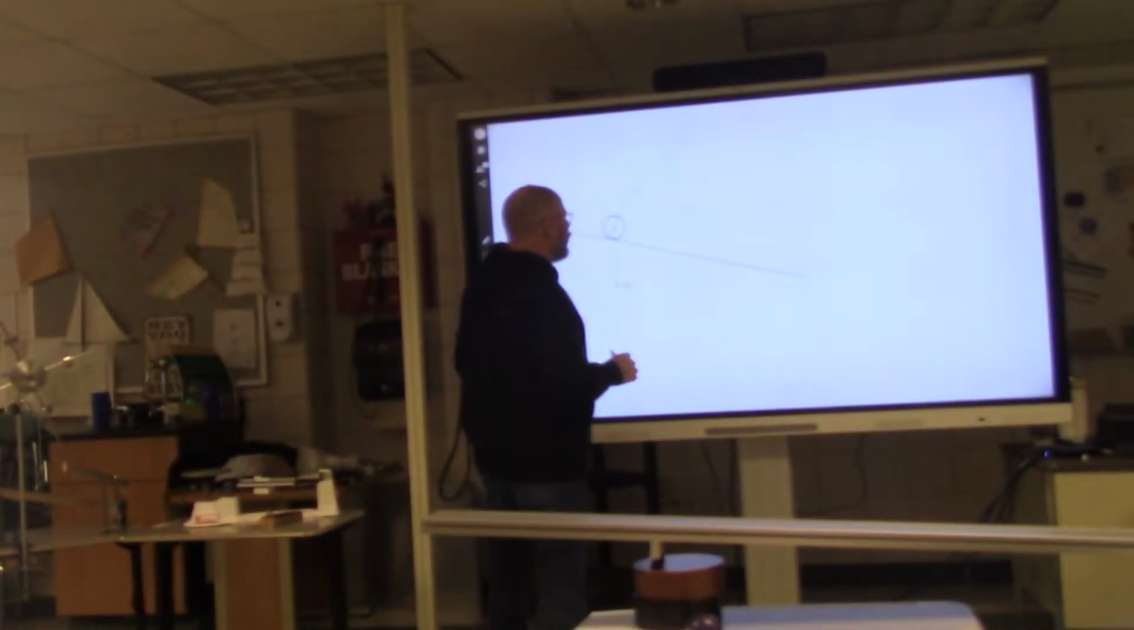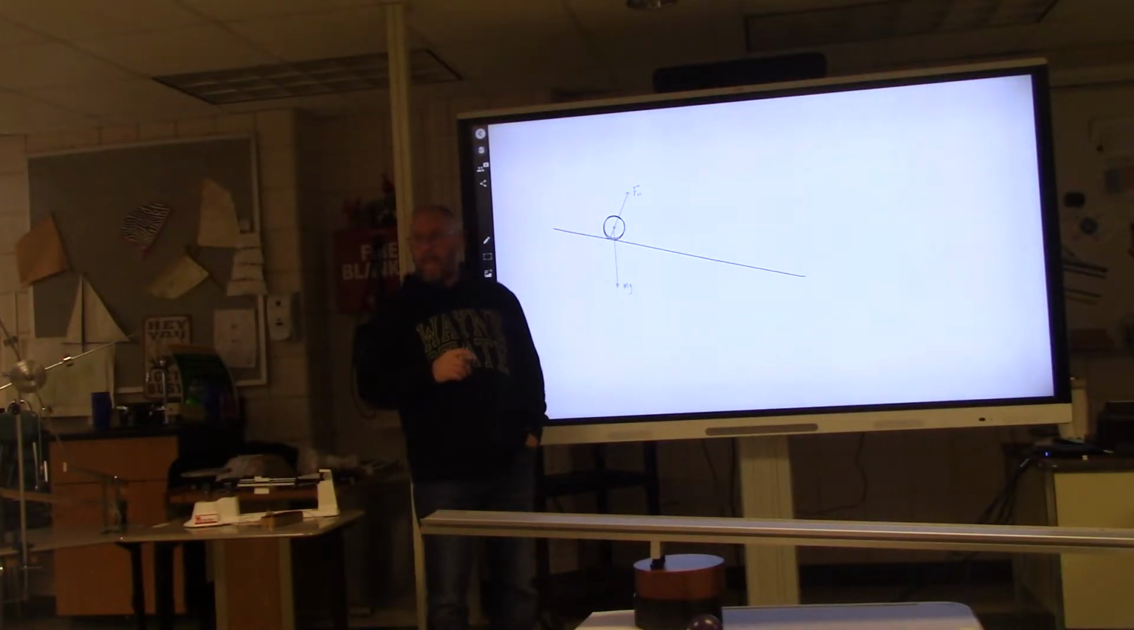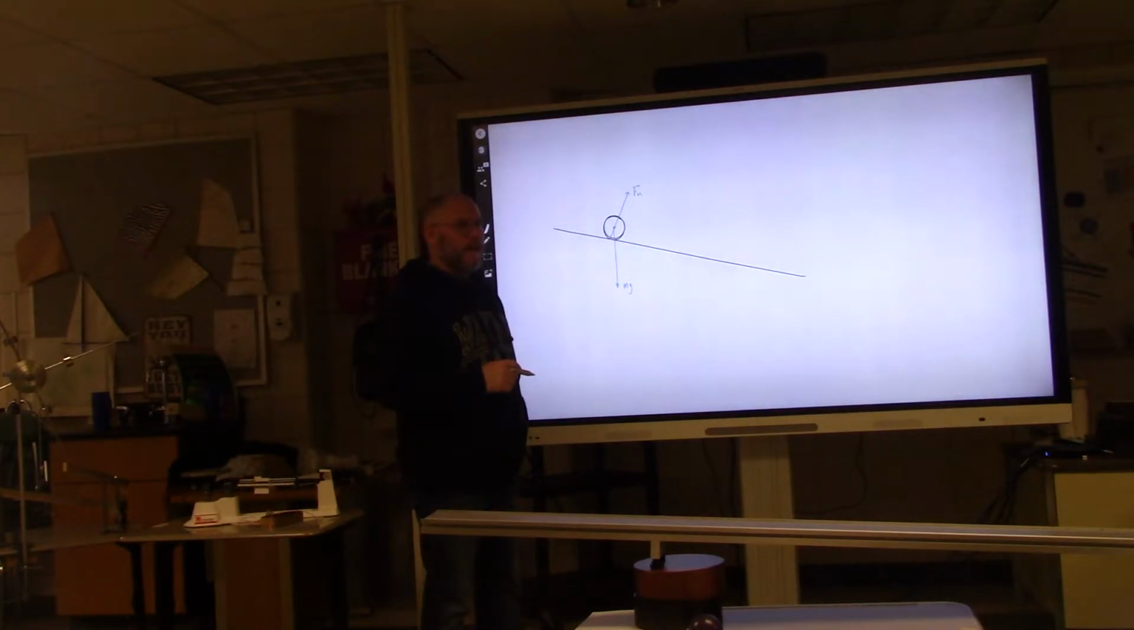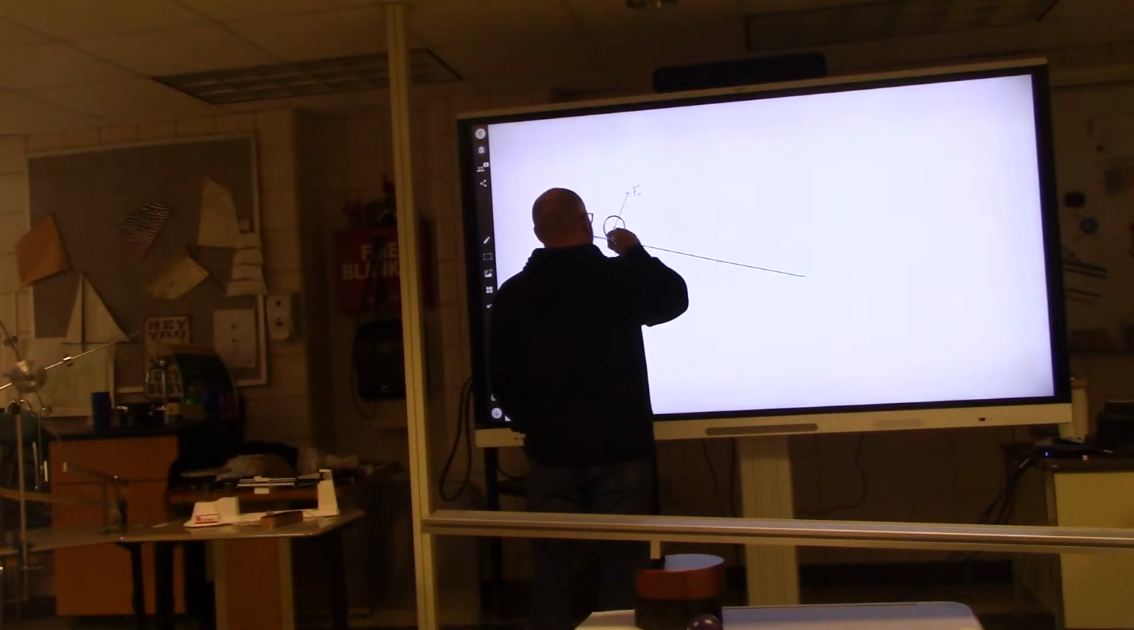So, where is the friction applied and in what direction? Surface of the ramp, up the ramp. Up the ramp from where? The point of contact. There you go, point of contact. That is correct.